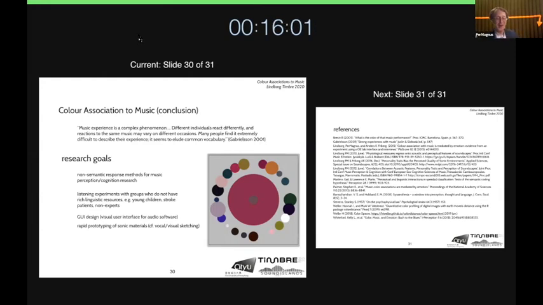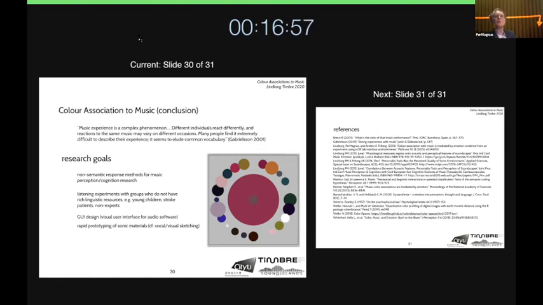And of course, in this session that we have here on semantics, there are absolutely brilliant approaches, and I'm so impressed by the richness of the data that you're handling and that you're working with. But what I want to achieve with this particular work here on color association to sound and music is exactly the opposite, namely to have some kind of tools that allow for non-semantic response methods for music perception and cognition research. So this can serve listening experience with groups of subjects who do not have the rich linguistic resources. And then we think of young children or stroke patients, and indeed non-experts.